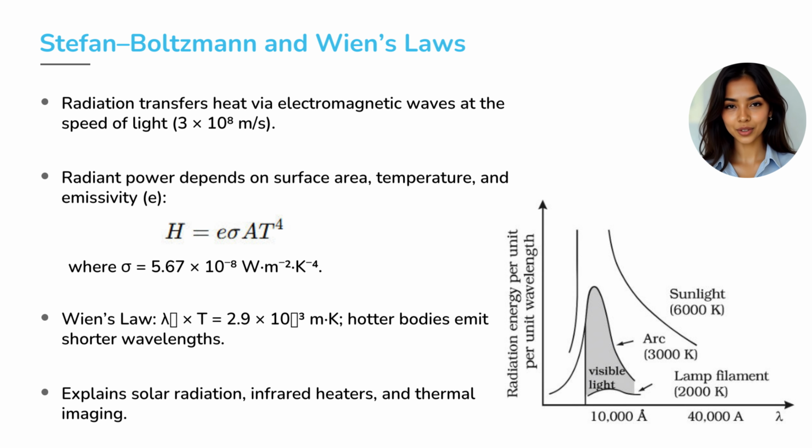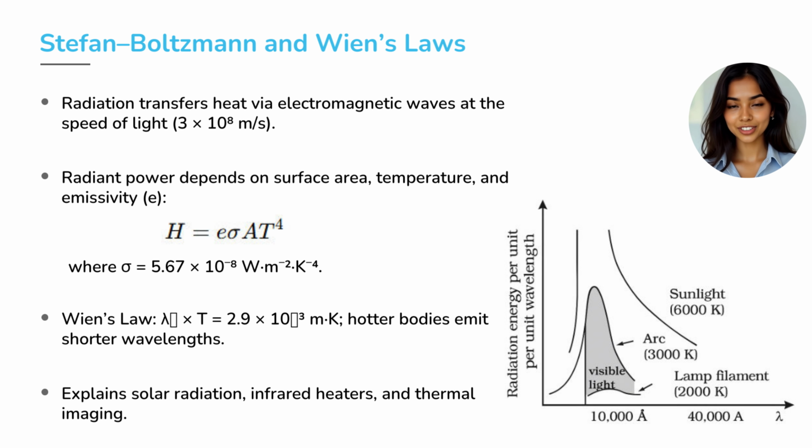This process follows Stefan Boltzmann's law. It says H equals E multiplied by sigma multiplied by A multiplied by T to the power 4, where H is the heat radiated in watts, E is the emissivity of the surface, sigma is the Stefan Boltzmann constant, 5.67 times 10 to the power of minus 8 watt per square meter per Kelvin to the power 4, A is area in square meters, and T is temperature in Kelvin.